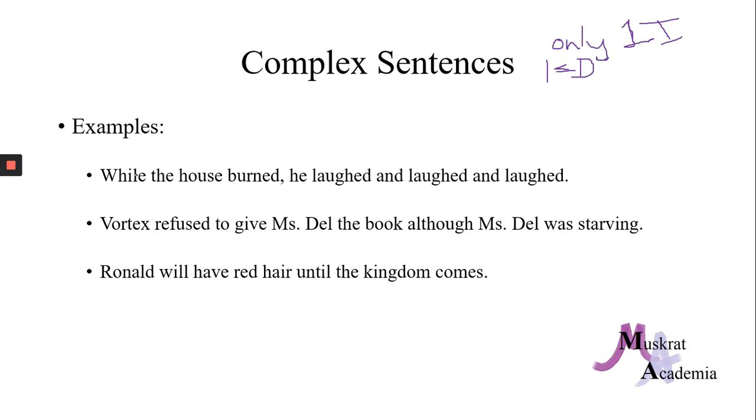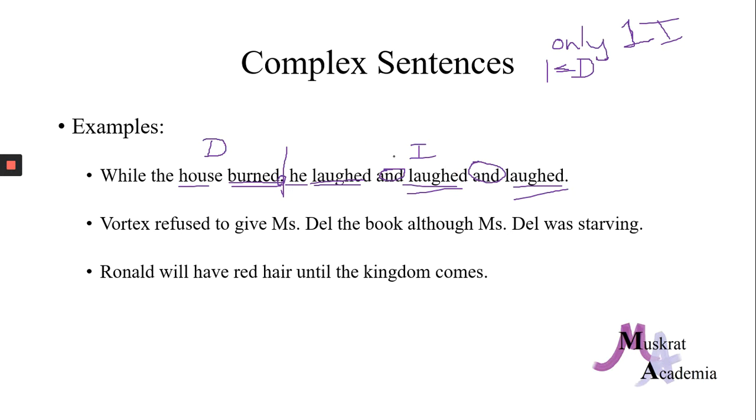There are no prepositional phrases. So let's look at our verbs. Burned, we have laughed and laughed and laughed. Okay, and both ands are our conjunctions. What burned? House did. Who laughed? He laughed. While the house burned, comma. See that comma there? Sort of. I kind of covered it with ink. While the house burned, that's a dependent clause. He laughed and laughed and laughed, which is an independent clause.